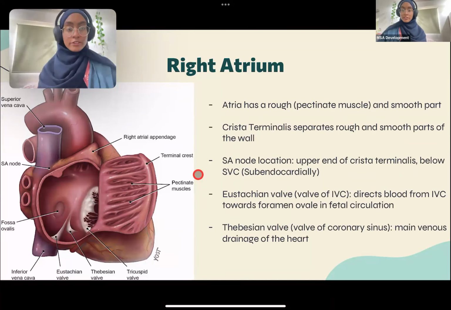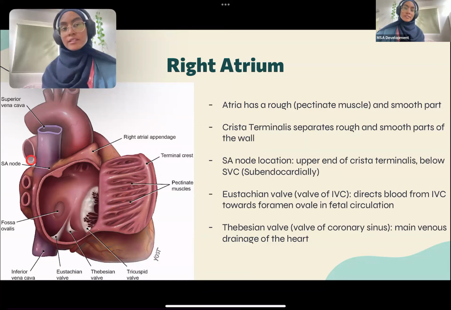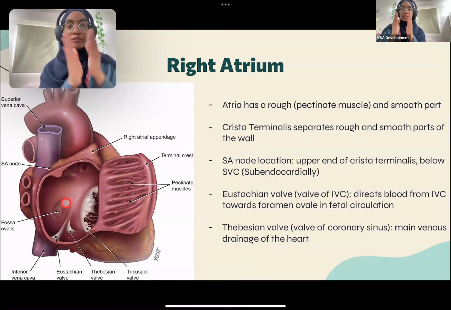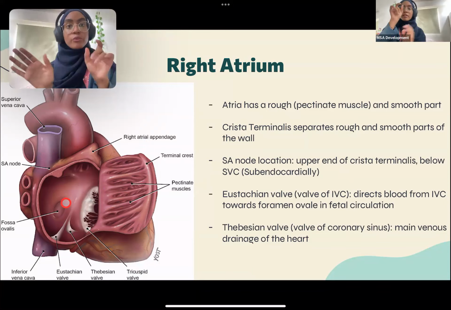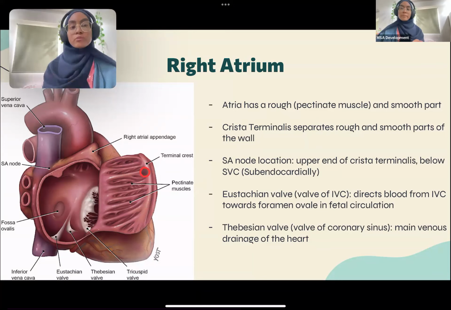Now we're finally into the heart. Let's start with the right atrium, okay? The atrium has a rough and a smooth part. So the rough part is called the pectinate muscle, and all of the rest is smooth. Okay? What is the cutoff? Where is the place where I can say, okay, this was rough and now this is smooth? It's called the crista terminalis. It's this one, right? It basically separates the rough from the smooth.